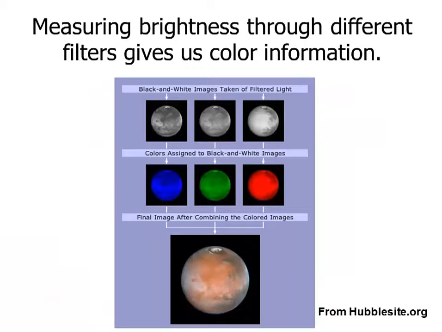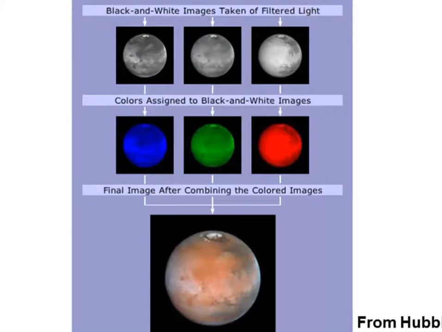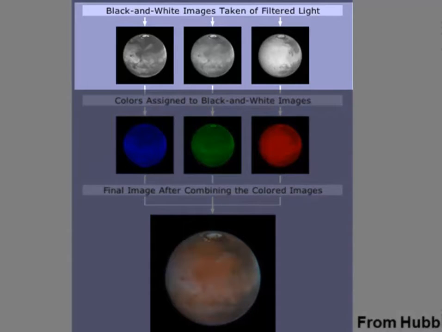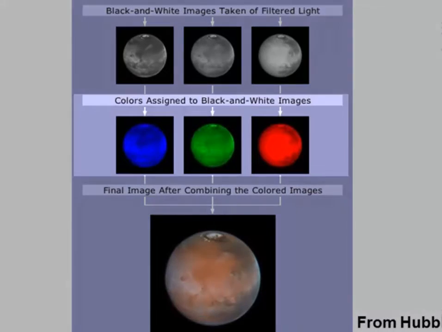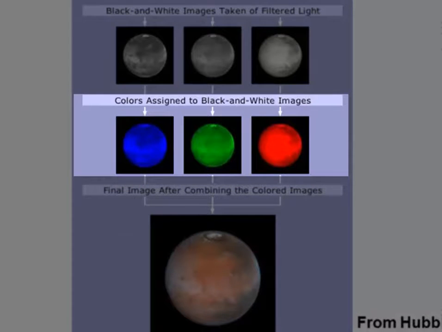So to get color information, we just measure how bright an object is through each of the different filters. So here's a picture of the planet Mars taken by the Hubble Space Telescope. At the top row are the 3 black and white images taken through filters. On the left, it was taken through a blue filter, center was green, right was red, and you can see that the blue image is fairly dark, whereas the red image is fairly bright, so that should tell you right off it's going to be a reddish color.